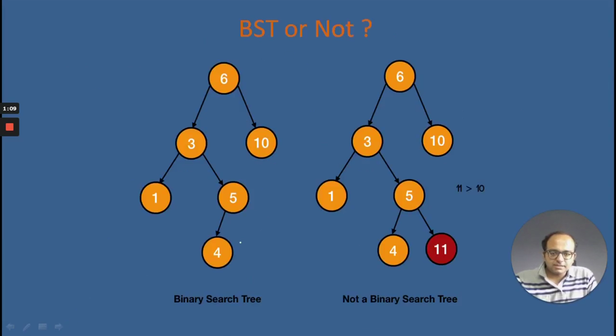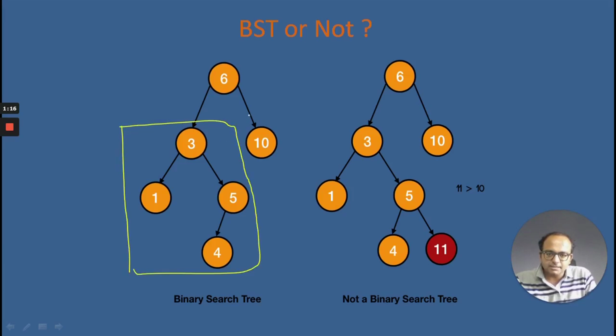We need to check whether this is a binary search tree or not. You can see this is the left subtree and this is the right subtree. Every node in the left subtree will be less than the root node key value. Yes, you can see all the nodes in the left subtree are lesser than the root node key value, and there is one node in the right subtree with a value of 10. It is greater than the root node key value 6.